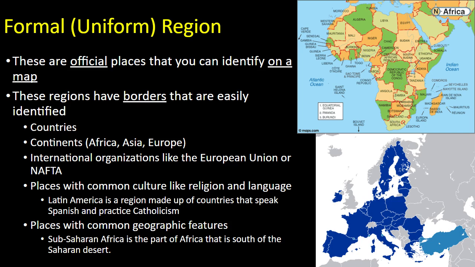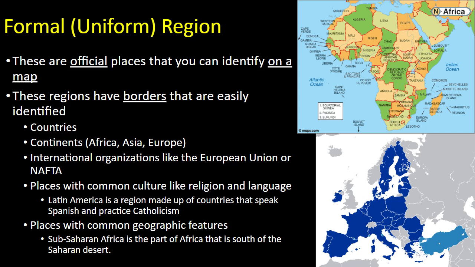Places with common culture, like religion and language. Latin America is a region made up of countries that speak Spanish and practice Catholicism. This is a formal region. Places with common geographic features, like we just talked about. Sub-Saharan Africa is the part of Africa that is south of the Sahara Desert. This is formal. Again, things that are official, you can find on a map, have defined borders, and something that we all can agree exists.